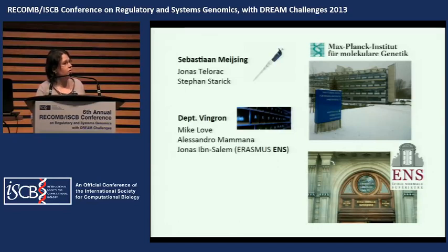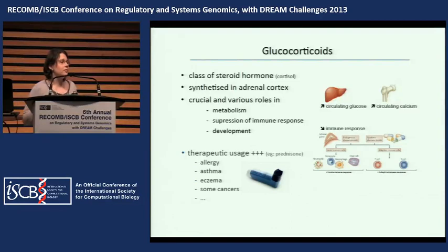And now I have moved to France, to the École Normale Supérieure. And we are sharing some students between the two institutes. So first of all, we're interested in the glucocorticoid. It's a steroid hormone. And those corticoids are very important. I'm sure you all know about them, because if you get asthma or some rash, your doctor is going to prescribe some kind of cortisone like prednisone. So it's a very important drug.